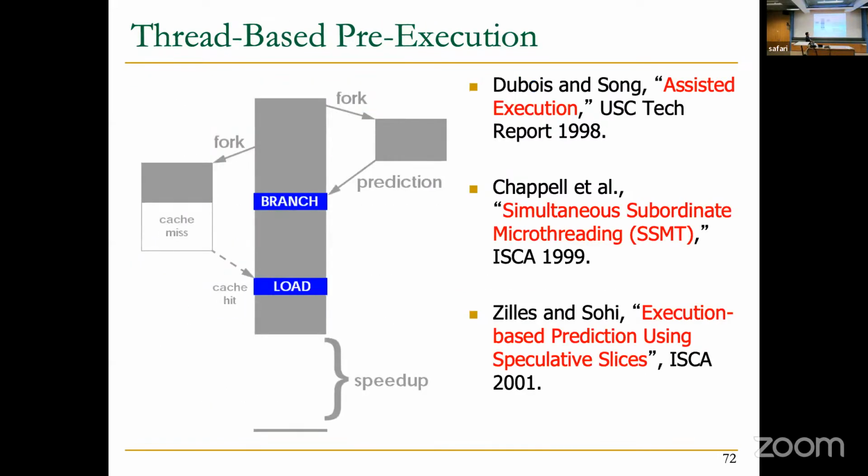Okay, so here are the first few works that have explored this direction. As you can see, it dates back all the way to 1998: assisted execution, simultaneous subordinate multi-threading, execution-based prediction using speculative slices, and so on and so forth. And this is a really nice depiction of what exactly is going on here. So as you can see, this is the main execution context.